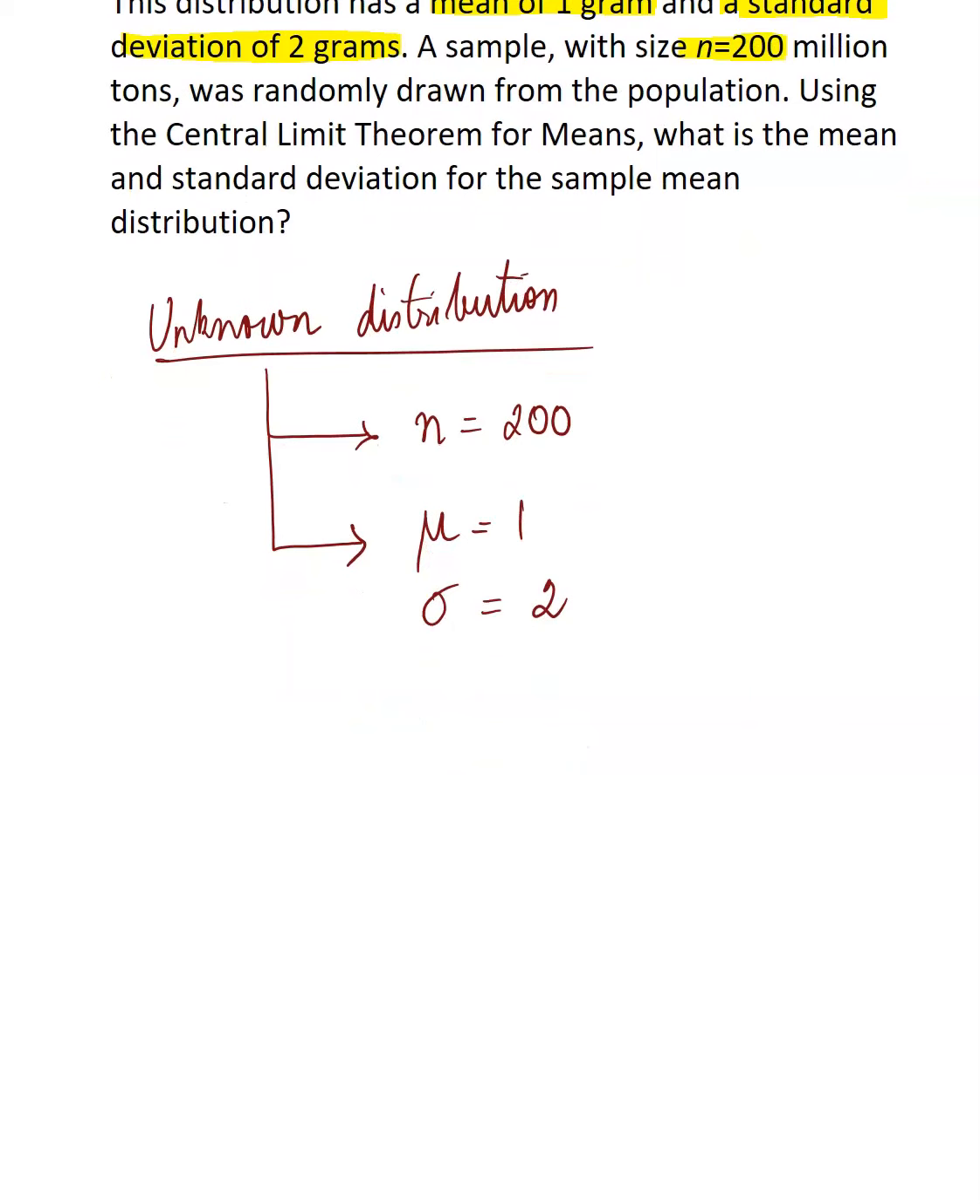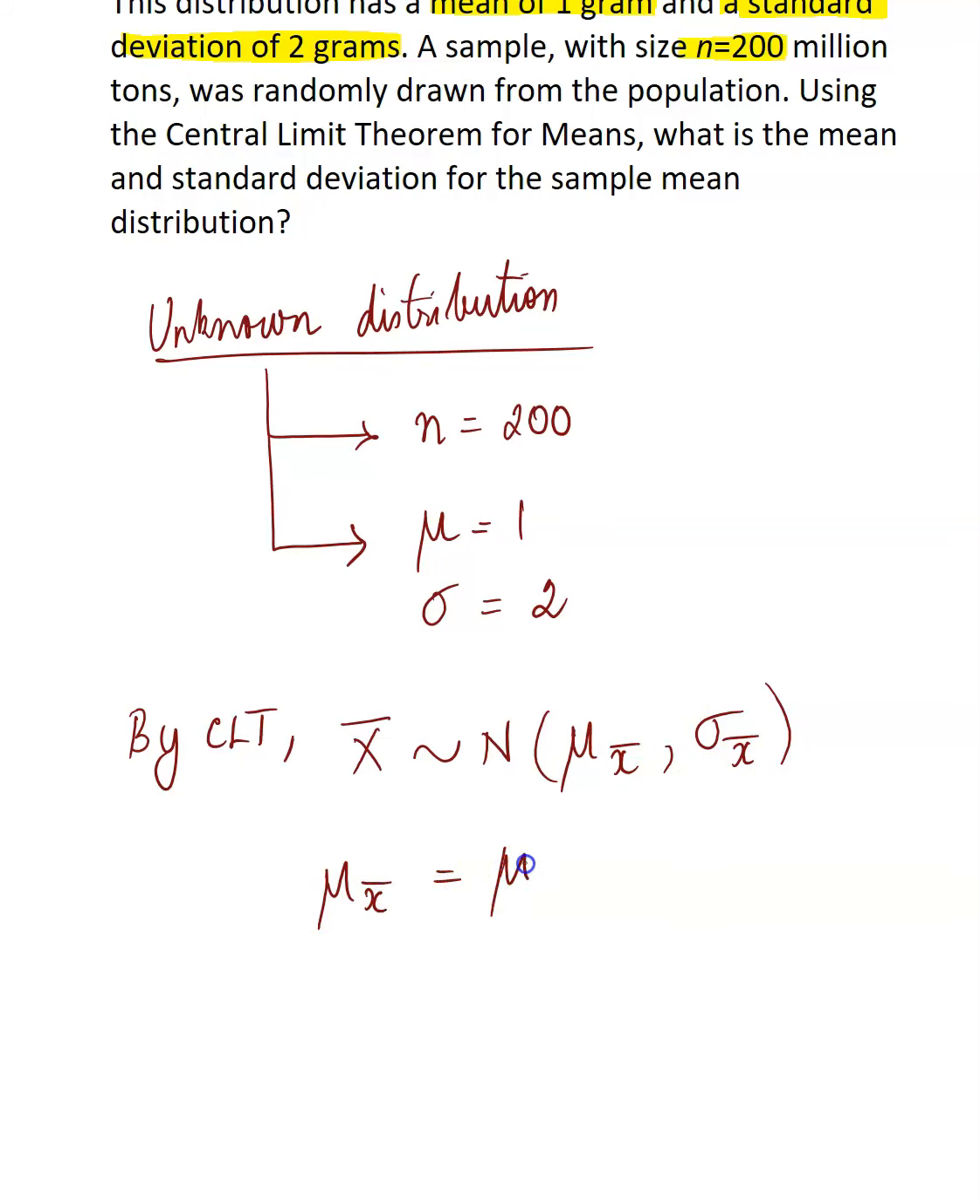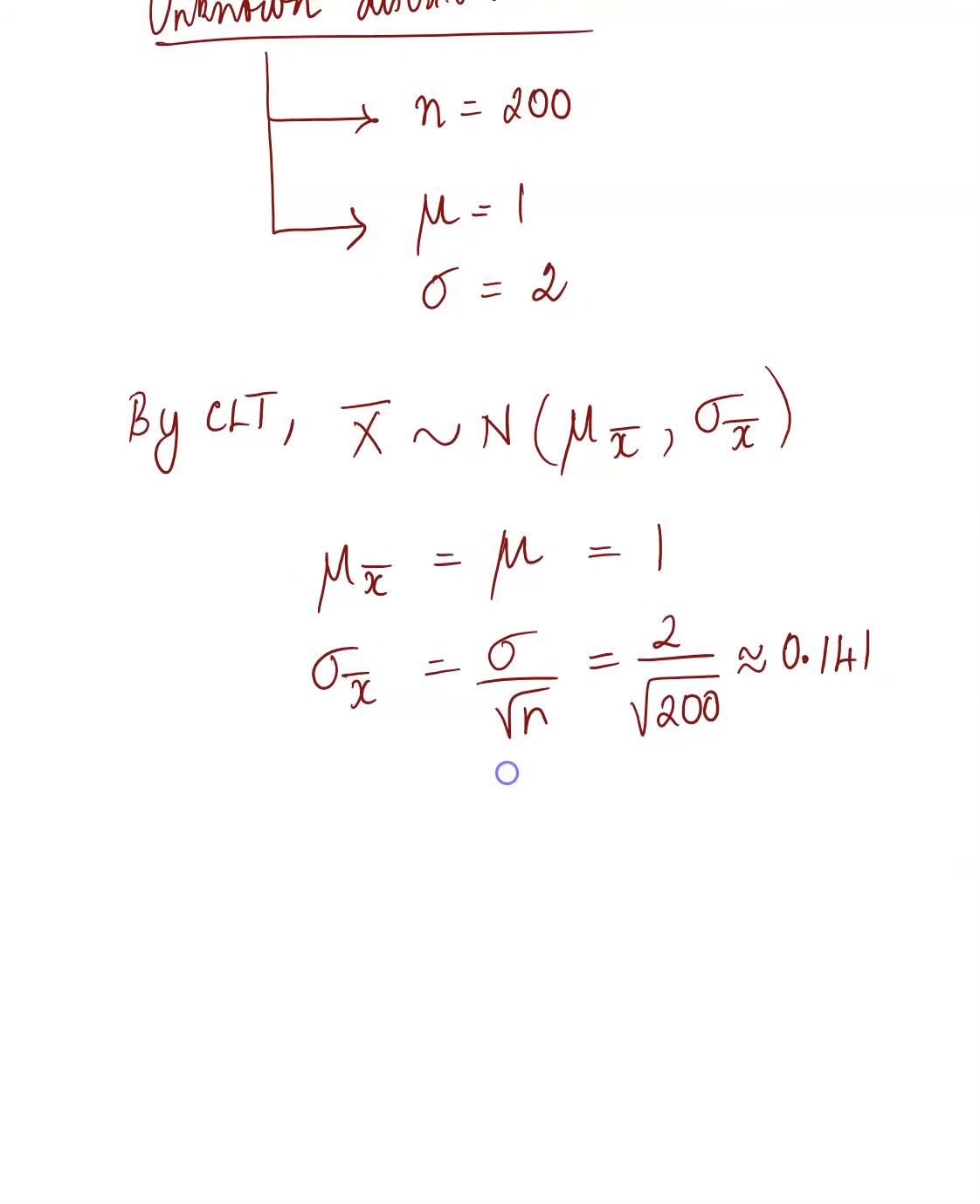Now we know by CLT, the central limit theorem, because these conditions were met, it guarantees that if you took the sample means, they will follow a normal distribution with mu x bar and sigma x bar. Now mu x bar, again by CLT, is the same as mu, which we got as 1 from the problem, and sigma x bar is sigma over root n. So in our case that is 2 over square root of 200, which approximates to 0.141.